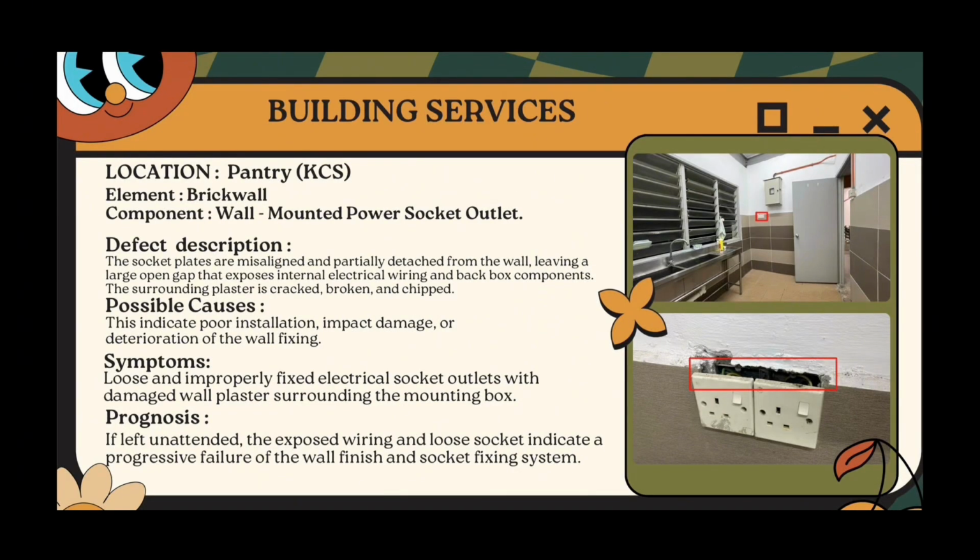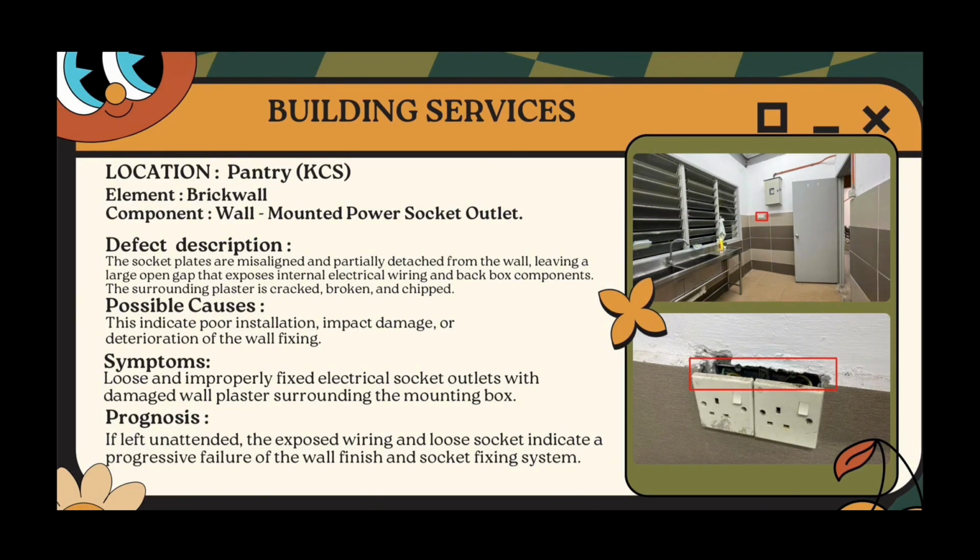And moving on to our building services, which is located in pantry KCS, where the element is brick wall and the component is wall-mounted power socket outlet. The socket plugs are misaligned and partially detached from the wall, leaving a large open gap that exposes internal electrical wiring and backbox components. The surrounding plaster is cracked, broken, and chipped. These indicate poor installation, impact damage, or deterioration of the wall fixing.